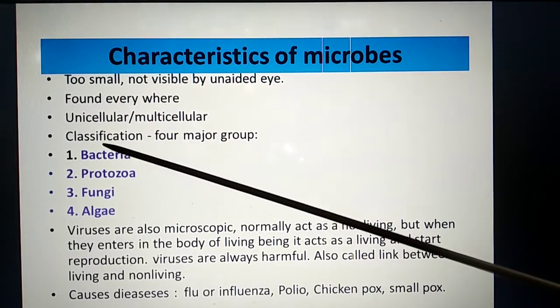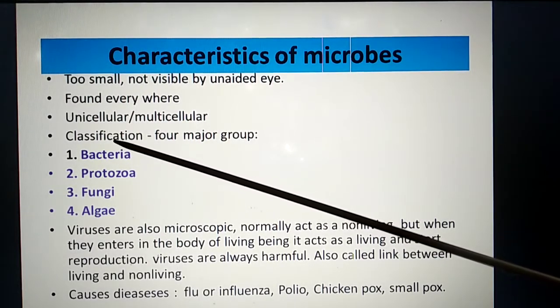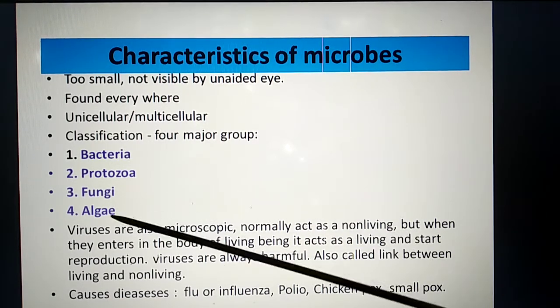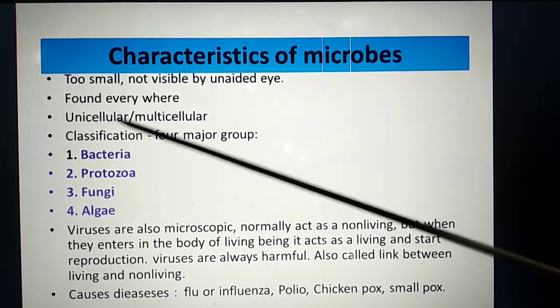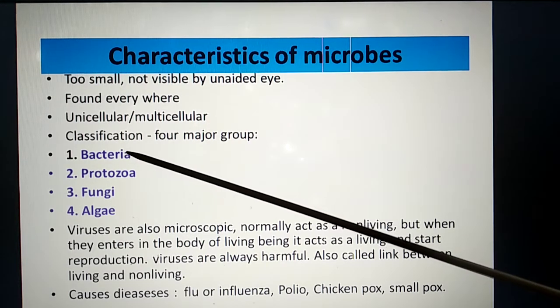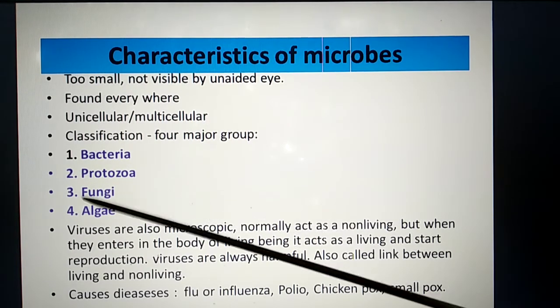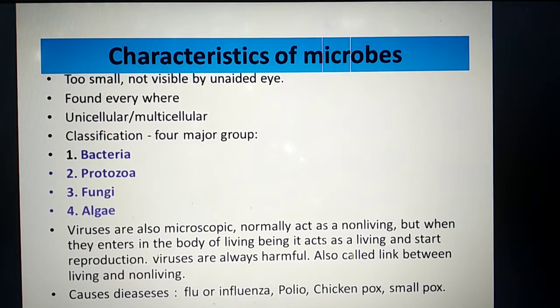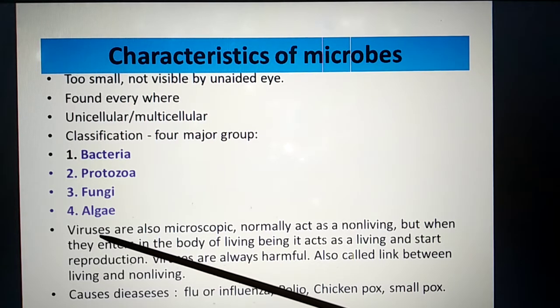Next, the types of microorganisms, or we can say the classification of microorganisms. Microorganisms are of four types. They have four major groups. First is bacteria, second is protozoa, third is fungi, and then algae. Now, one more group is there, which is called virus.